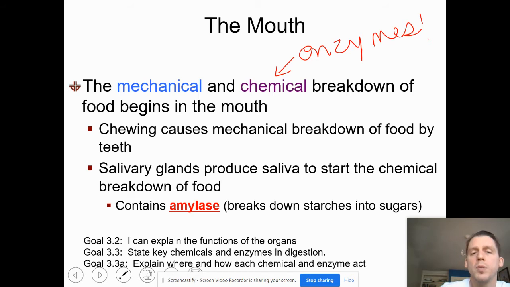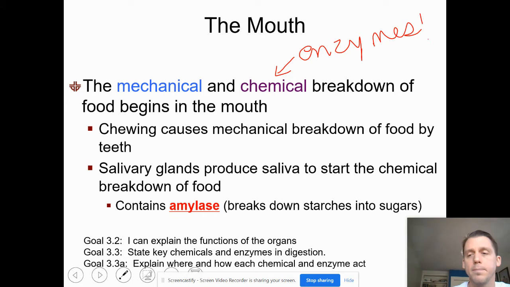Now, are proteins going to be affected by amylase? The answer to that would be no, because amylase is specific. It's an enzyme. It can only work on starch. It's not going to work on other things. So proteins cannot be chemically digested in your mouth.